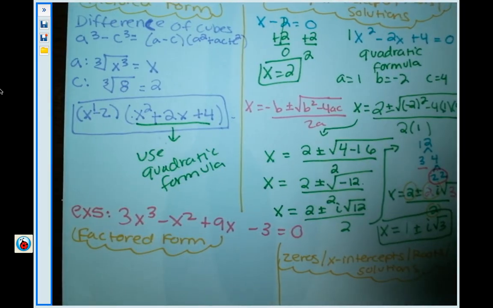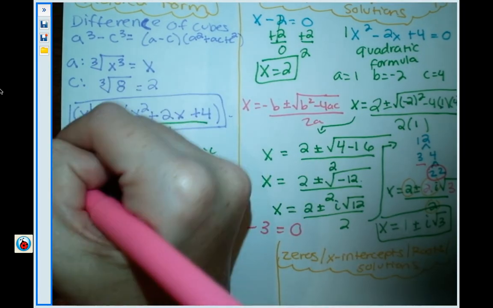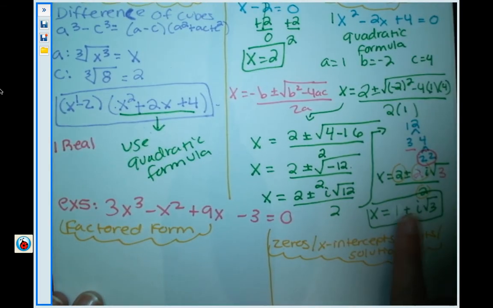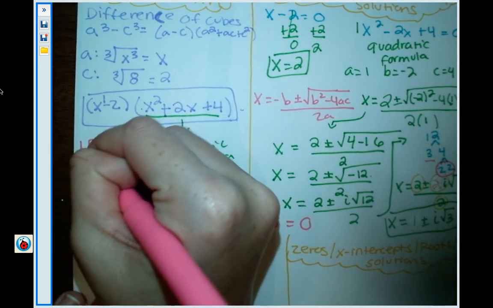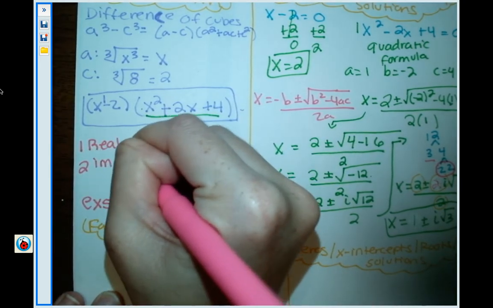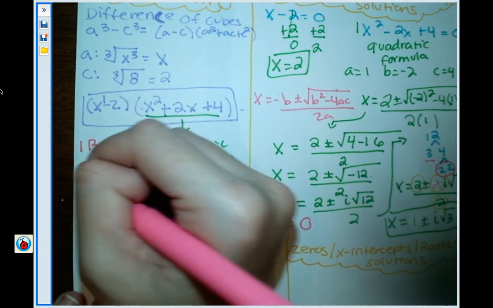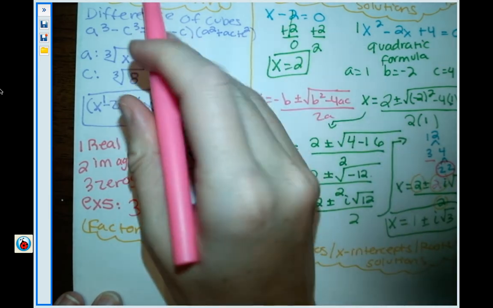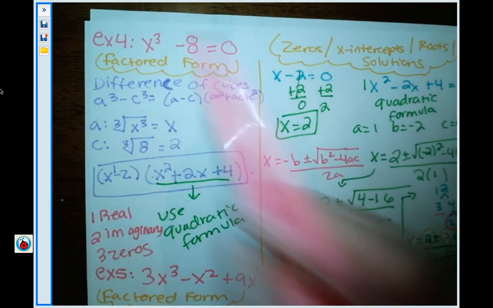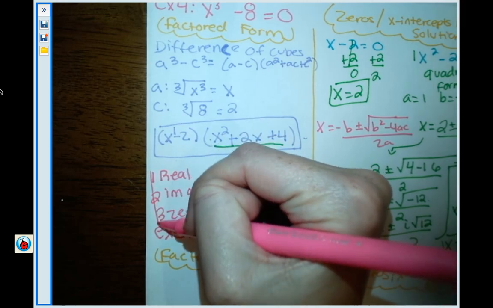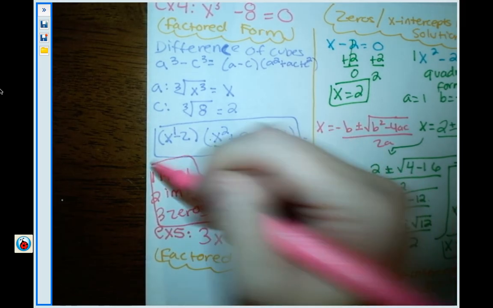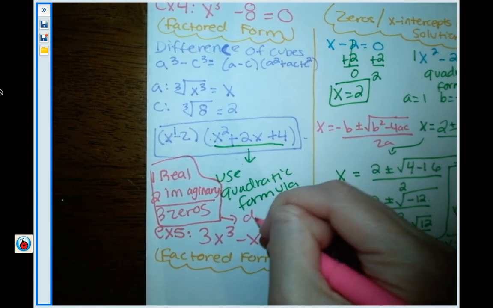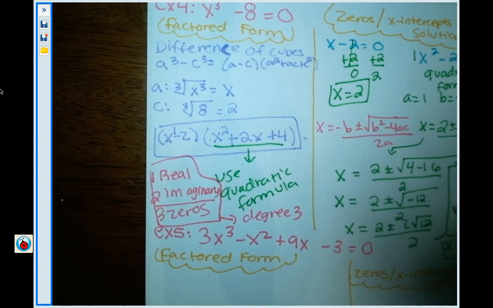So I have 1 real 0. I have 2 imaginary zeros. Okay, and that gives me a total of 3 zeros, which makes sense because my highest exponent I see is a degree 3. So that makes sense. So yay. I have 1 real, 2 imaginary, and a total of 3 zeros, which makes sense because I have a degree 3. So yay, it all made sense.